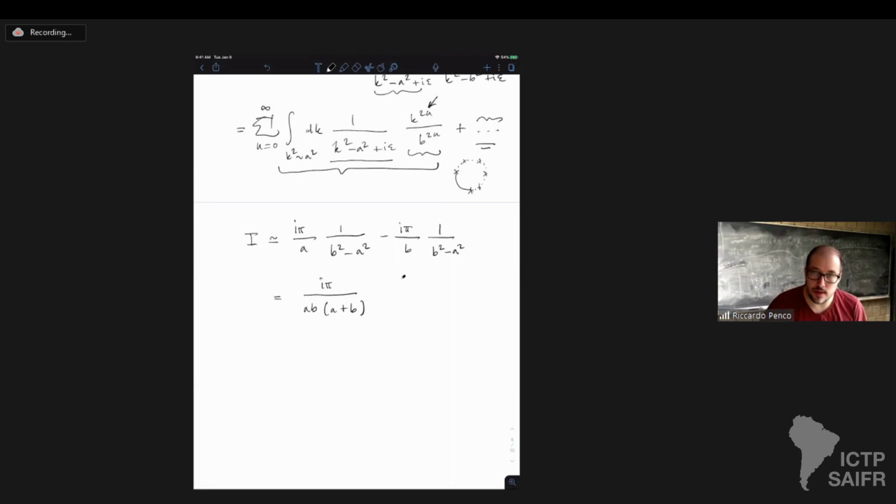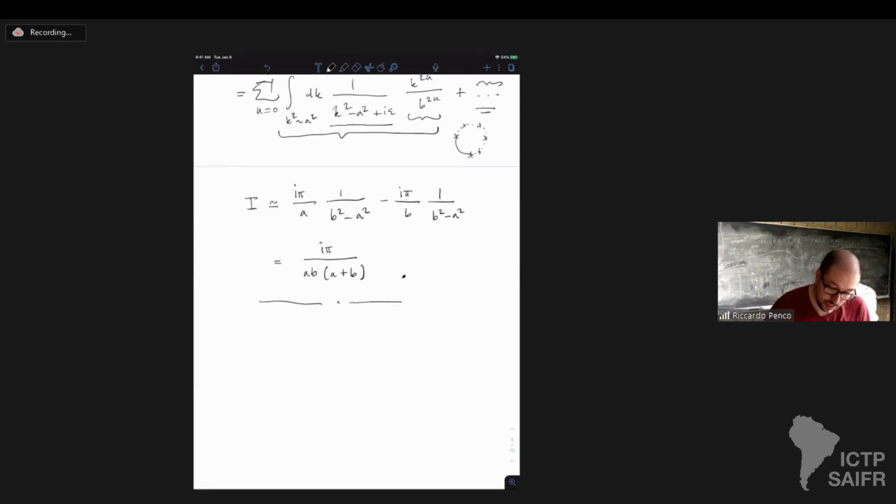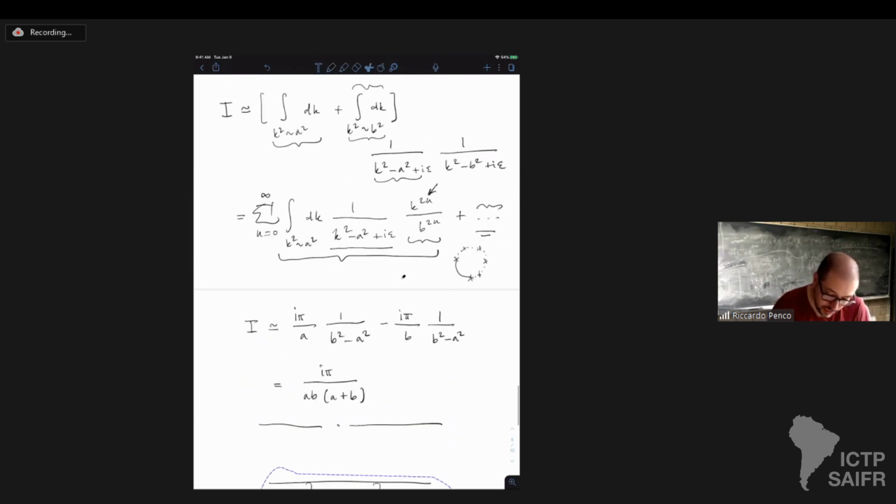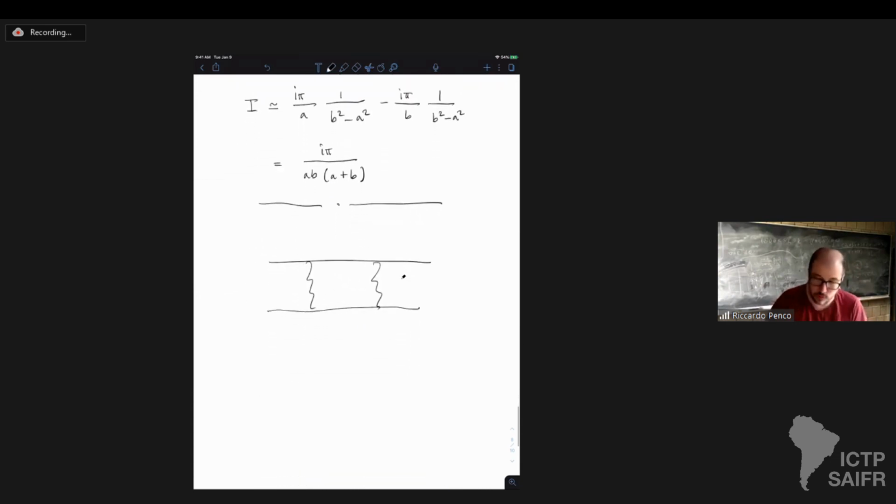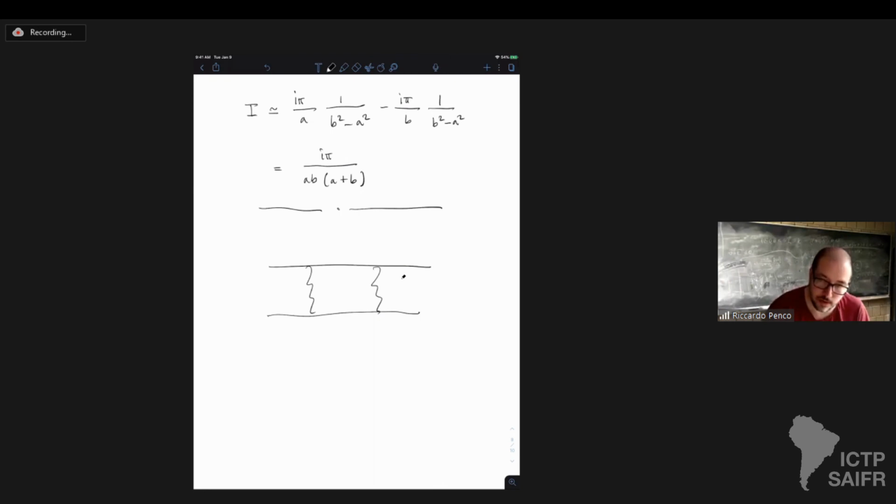So let's go back to non-relativistic QED. I mentioned that there is one more relevant kinematic region that we should consider, that is relevant precisely in the sense that these two regions, k of order a and k of order b, were relevant in this simple example. They correspond to poles in some of the propagators in loop integrals.